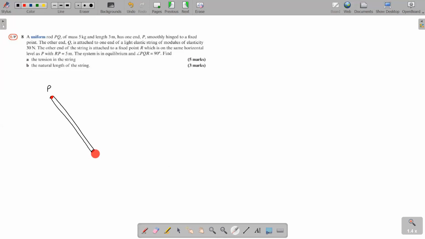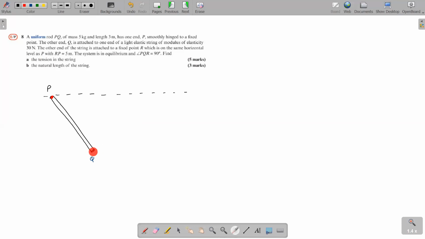We are attaching this to what? They say the other end Q is attached to an elastic string of modulus of elasticity 30 Newton. And the other end of the string is attached to a fixed point R. So you're attaching a string here, and they're saying the other end of the string is at the point R, which is in the same horizontal level as P. So you can see the horizontal level of P, the level that you hinged.